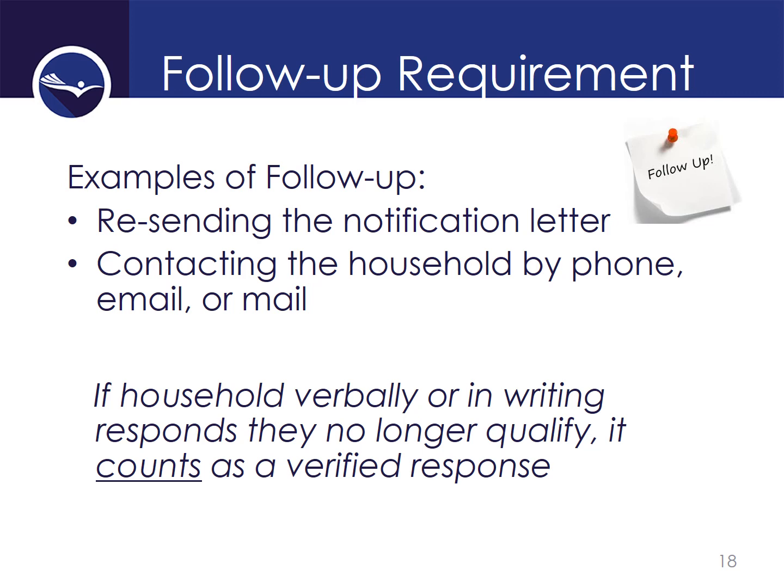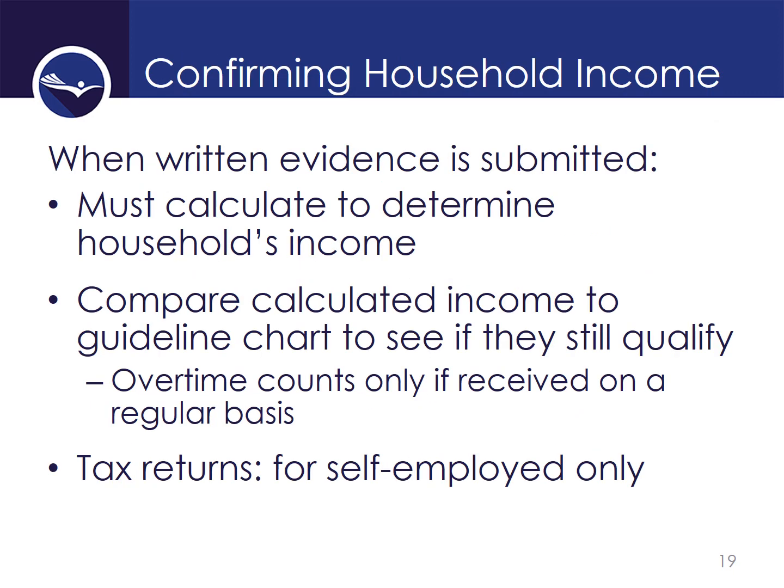If the family is contacted and they tell you they no longer qualify for meal benefits, this does count as a verified response. This is important because a non-response can trigger the required error-prone sampling the next school year. When the household provides proof of their income, the school district is required to calculate the household's income based on the documentation submitted. This income must be compared to the income eligibility guidelines to determine if the household still qualifies for meal benefits.